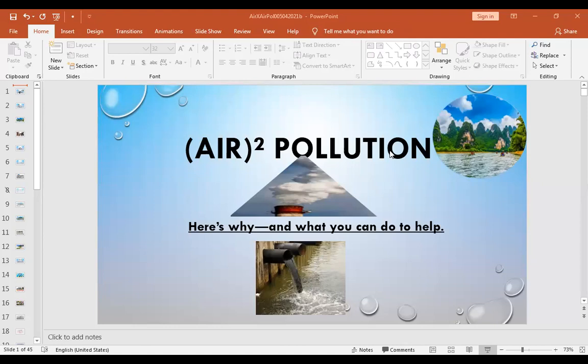On behalf of the Malaysian Green Technology Society. As you can see on the screen, the topic of today, air squared pollution. Now, what is this air squared pollution about?